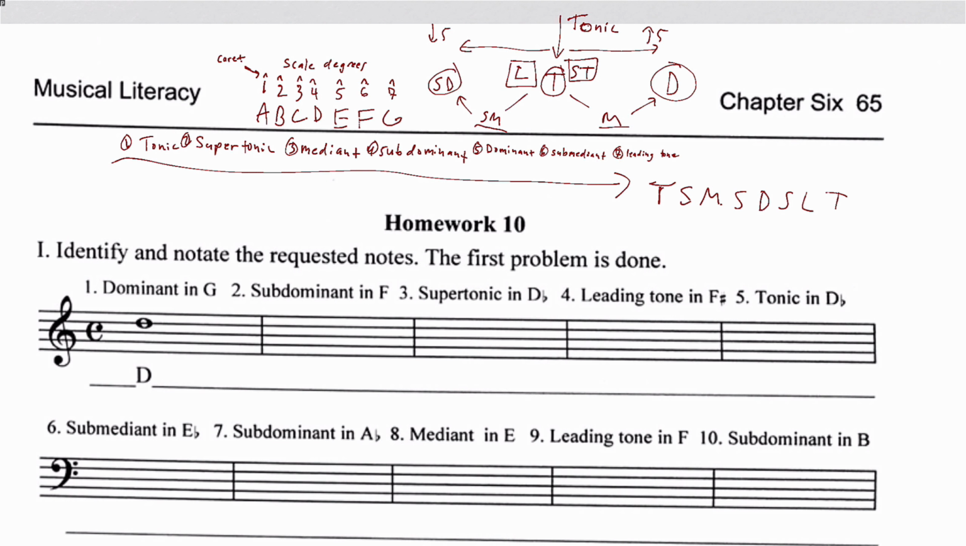Or tonic, supertonic, mediant, subdominant, dominant, submediant, leading tone, and tonic. Just get in the habit of writing that down several times. Okay, now that we've got that, we can use this in conjunction with the fact that we know how to make major scales to find the exact note that they want.